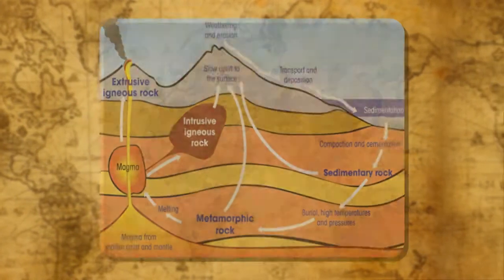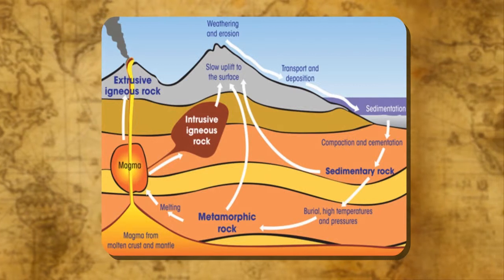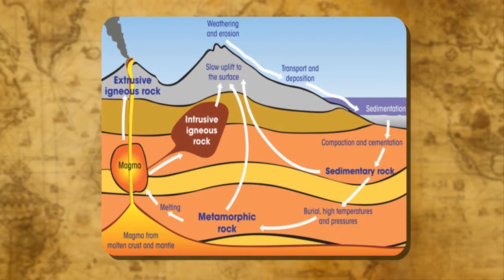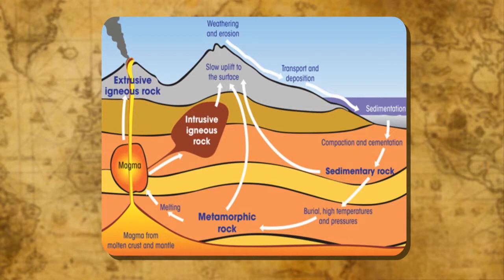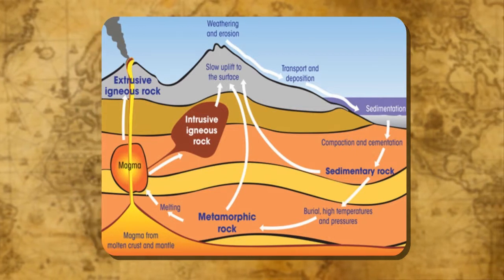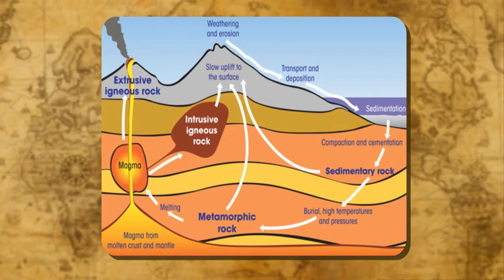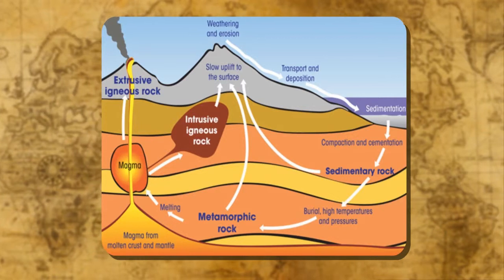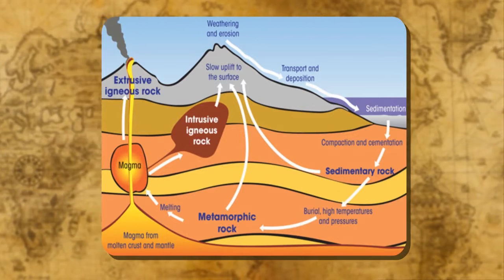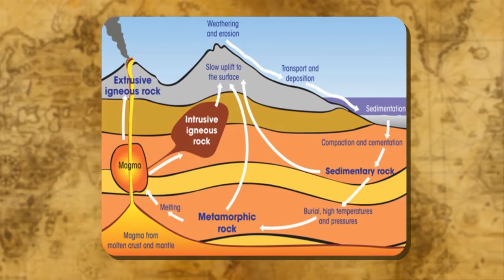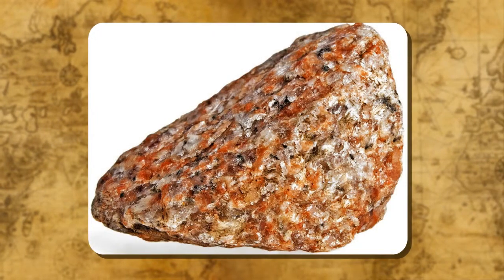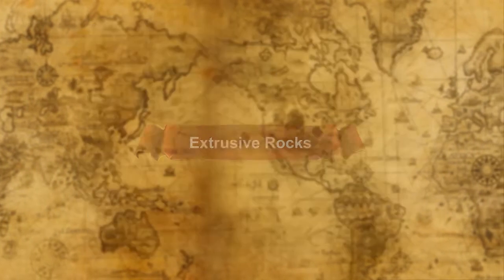Intrusive rocks. When the rising magma during a volcanic activity does not reach the Earth's surface and is cooled and solidified below the surface of the Earth, the resultant igneous rocks are called intrusive igneous rocks. Since they cool down slowly, they form large grains. Granite is an example of such a rock.